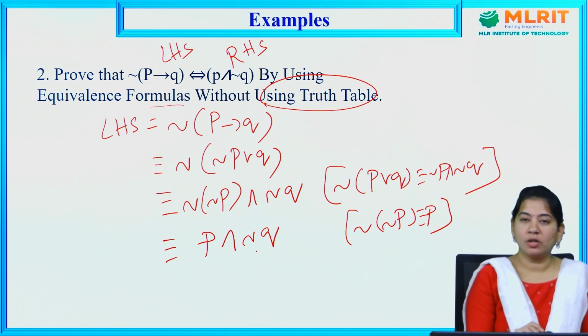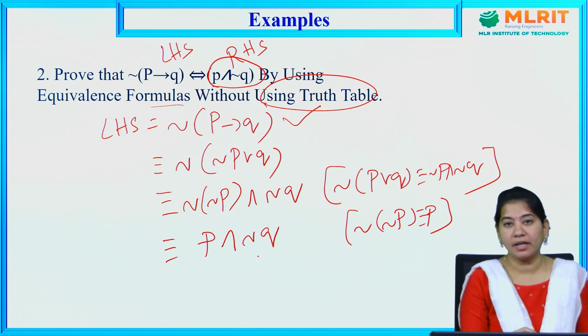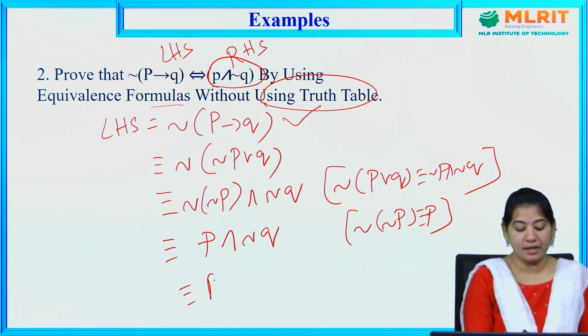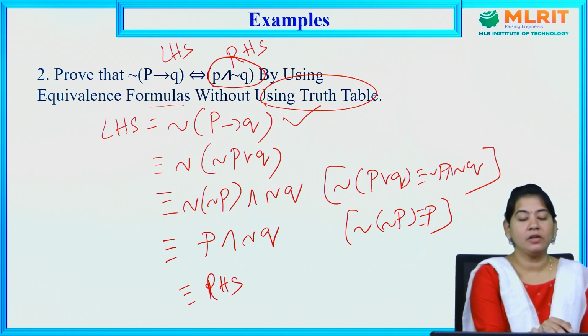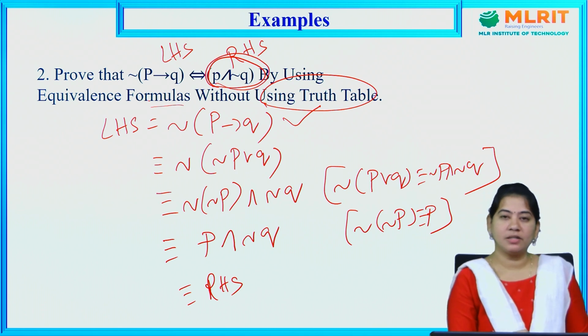So we can stop up to here. Why? Because we already got the RHS here. We have taken the LHS and we have solved until we get the RHS. Then we can say that negation of (P implies Q) is logically equivalent to P and negation Q.